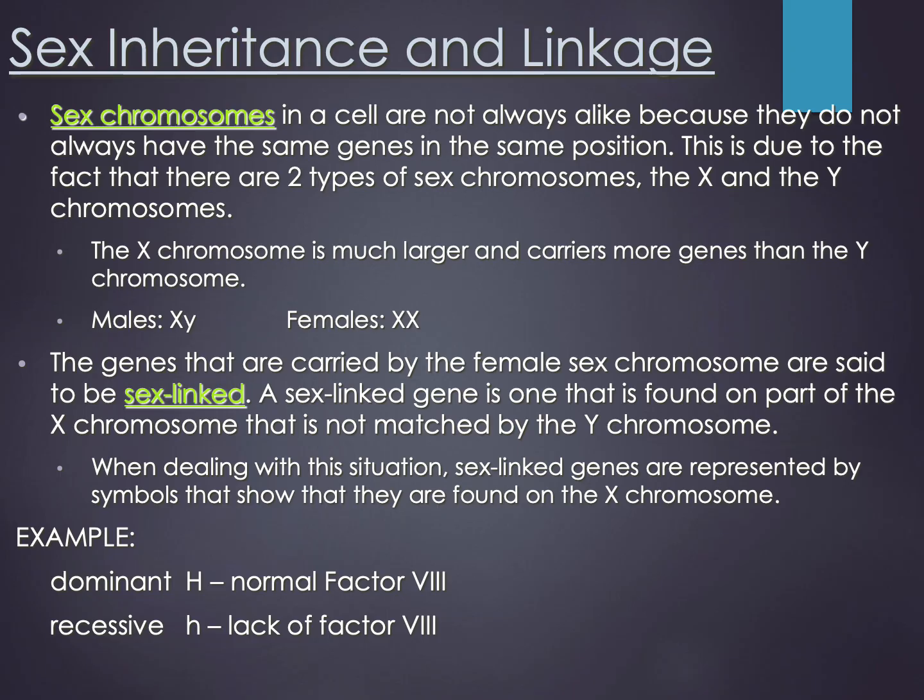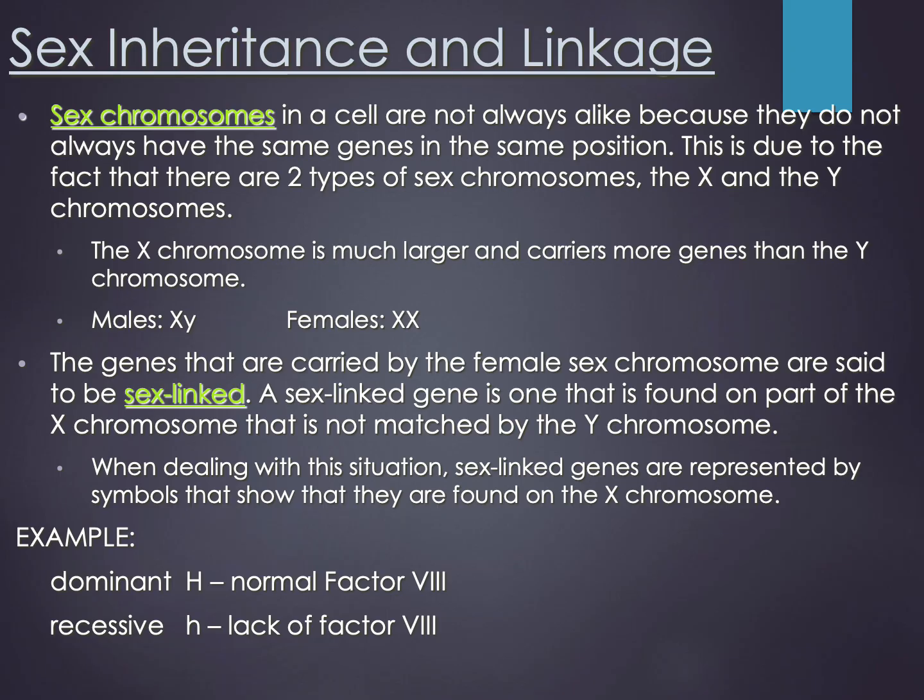Sex inheritance and linkage. Sex chromosomes in a cell are not always alike because they do not always have the same genes in the same position. This is due to the fact that there are two types of sex chromosomes, the X and the Y chromosome. Remember, males are going to be XY, where females are going to be two X's. The X chromosome is larger and it carries more genes than a Y chromosome.